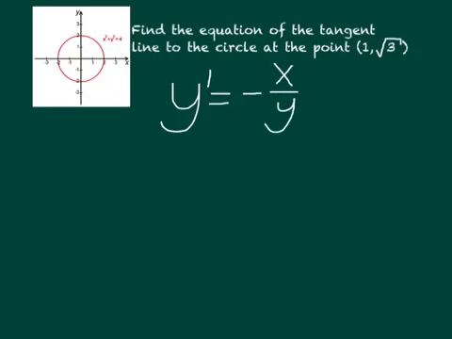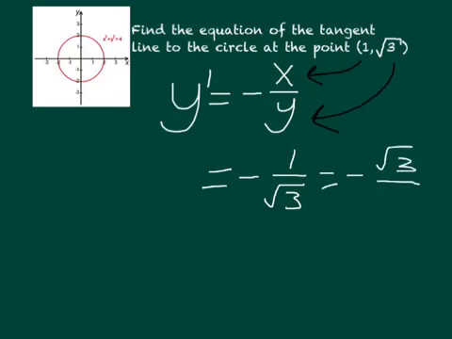And now we're done. Why are we done? We have our x, that's 1. We have our y, that's square root of 3. So our derivative is therefore, if you want to simplify this, equals... okay, this is our slope. We have our slope, we have our point, the rest of it is easy peasy.